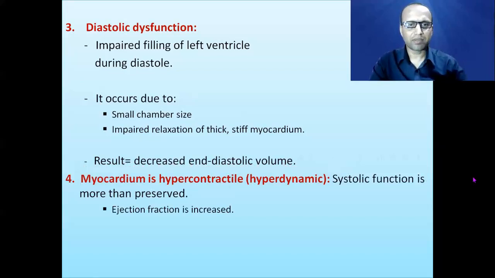Myocardium is hypercontractile in stage 2. It is hyperdynamic. Because of hypercontractility, the ejection fraction of the left ventricle is increased. It is more than 65%. The normal range of ejection fraction is 50 to 65%.